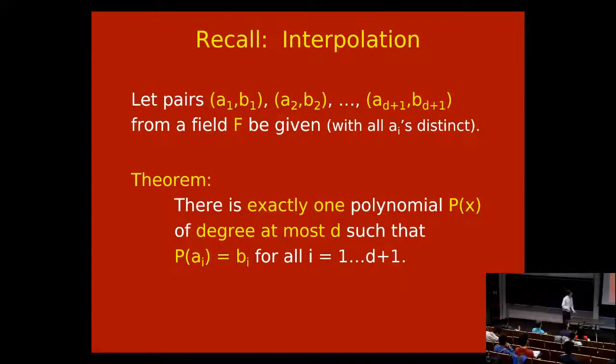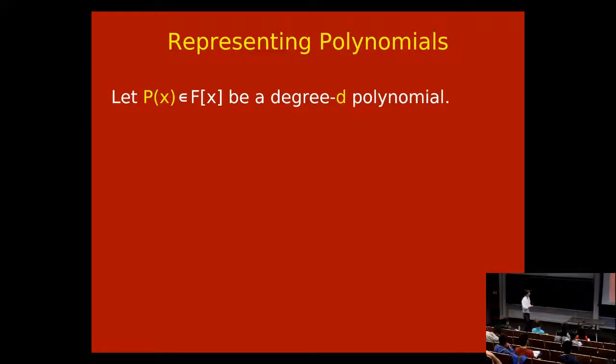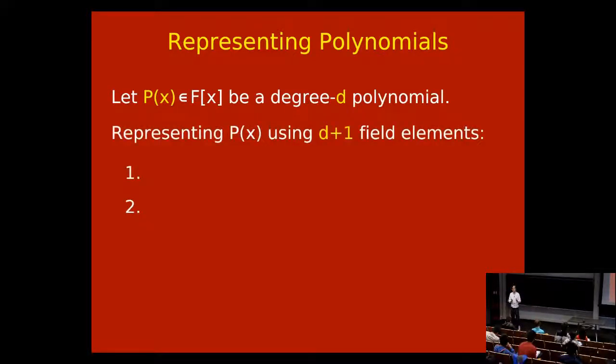OK, so this is the theorem again. D plus 1 data points. There's exactly one polynomial of degree at most d that gets them. And that leads to the following interesting idea. Actually, when you eventually work with polynomials, I mean, everything in this class is about computers. You store them on computers. And to store a degree d polynomial, you really need to store d plus 1 numbers. But actually, there's 2 different ways you can do it. How can you store a degree d polynomial with d plus 1 numbers, field elements?